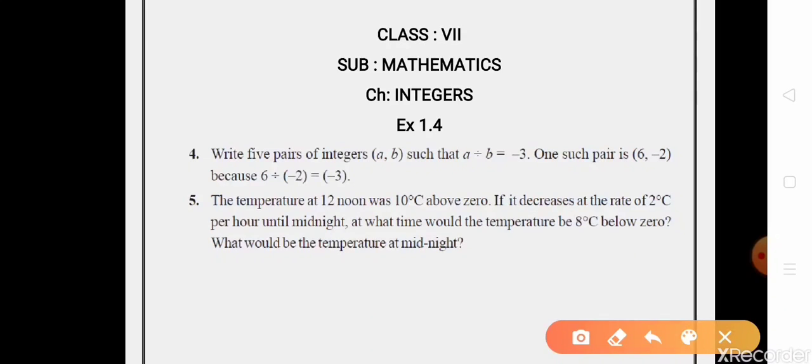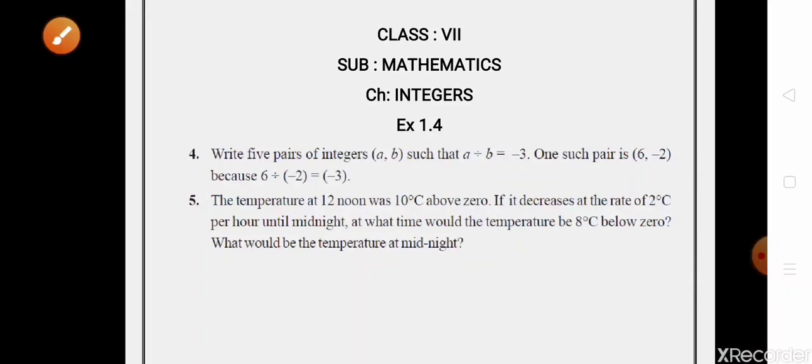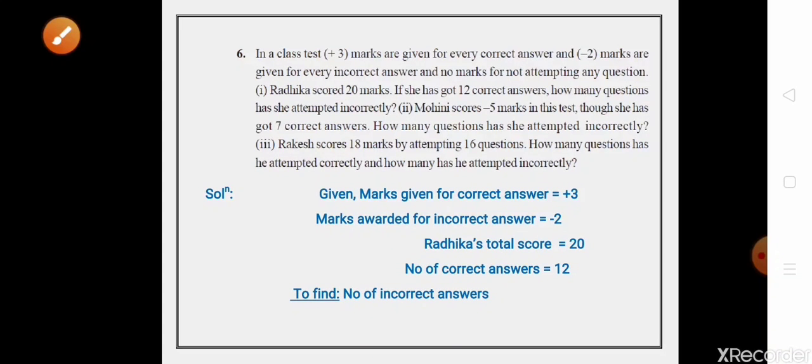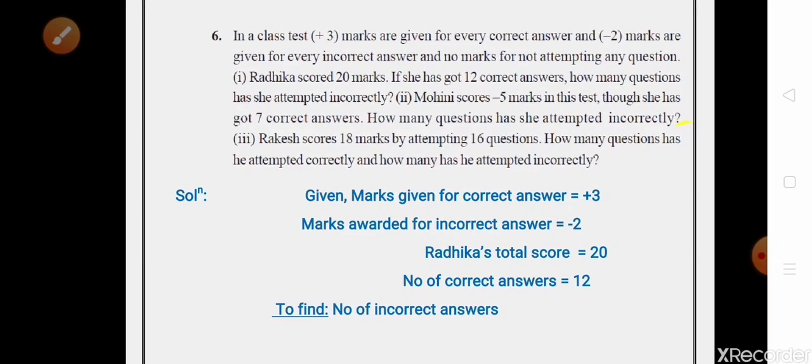Then again you are asked another question. What would be the temperature at midnight? Now for this you have to use multiplication. So I'll leave this to you. It's quite easy. I hope you all will be able to do this. Alright, going to the next question we have. Question number 6. I hope this is visible to you.